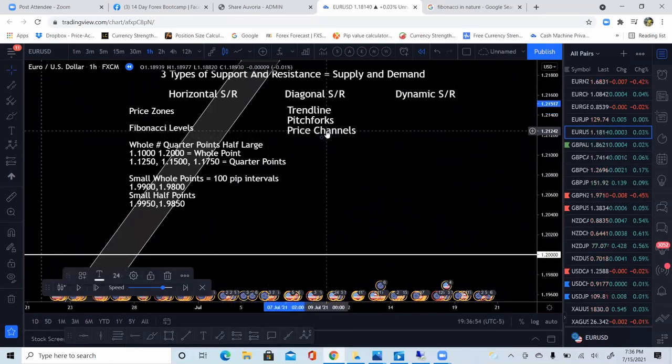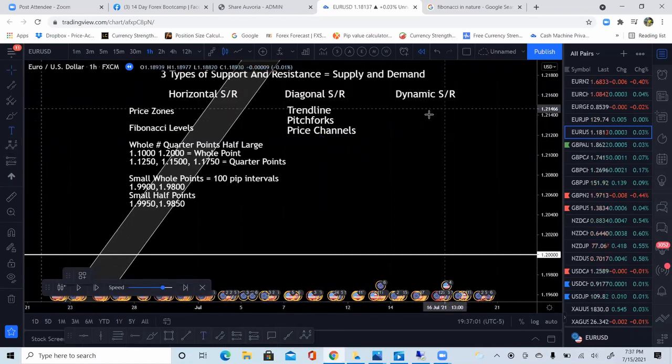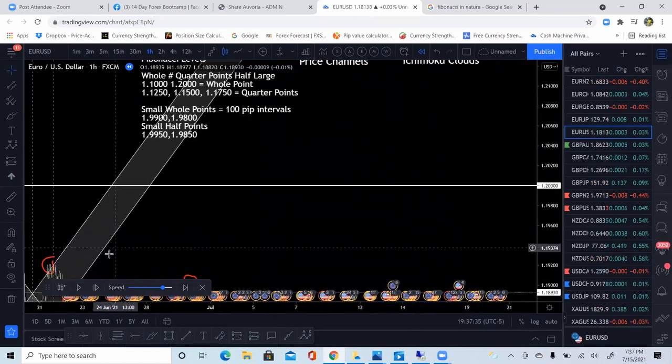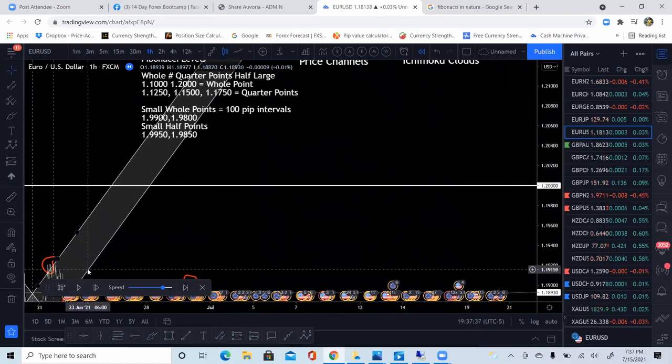So that concludes your diagonal support resistance. The last type is the dynamic support resistance. So your dynamic support resistance are going to include Bollinger Bands, moving averages, and Ichimoku clouds. Those are your three most common dynamic support resistance. So if we start off with Bollinger Bands, let me get rid of this.